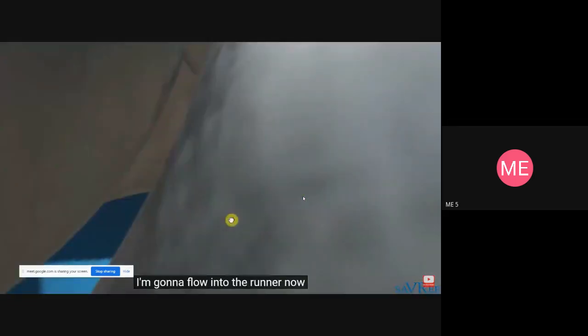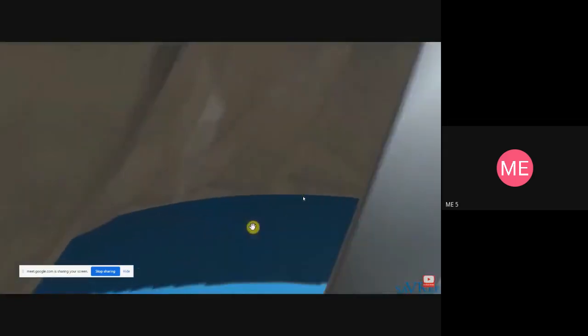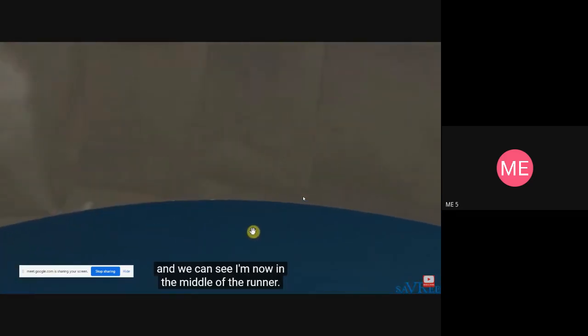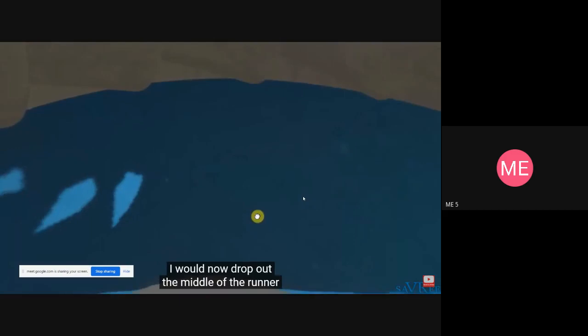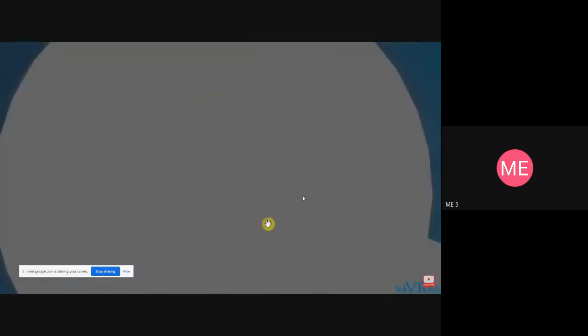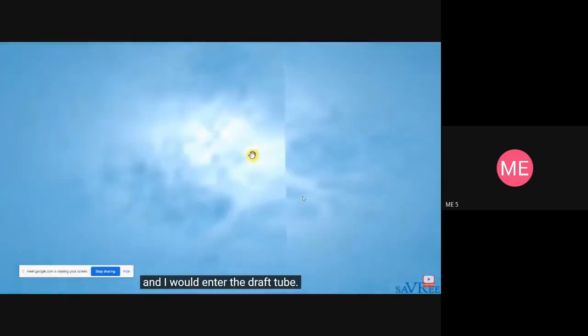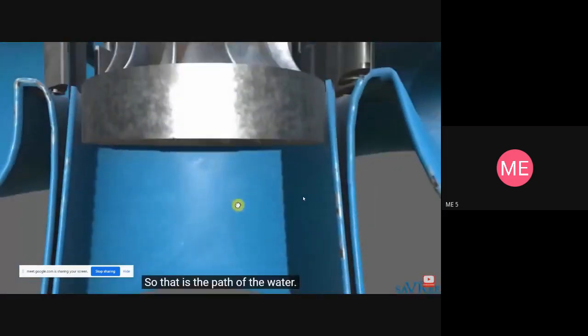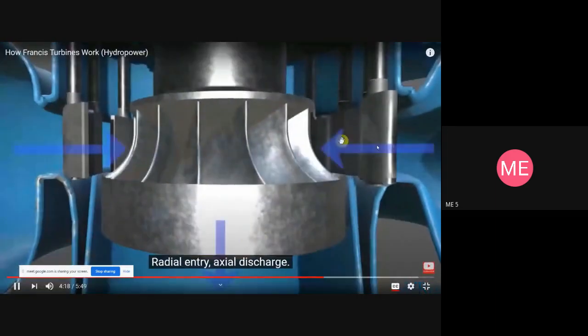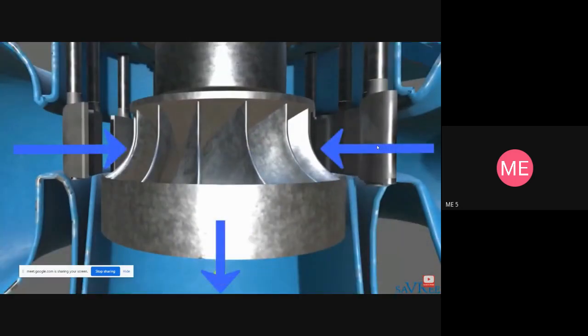I'm going to flow into the runner now. You can see I'm now in the middle of the runner. If I was water, I would now drop out the middle of the runner, and I would enter the draft tube. So that is the path of the water. It's relatively simple. Radial entry, axial discharge. Remember this, radial entry, axial discharge for Francis turbine.